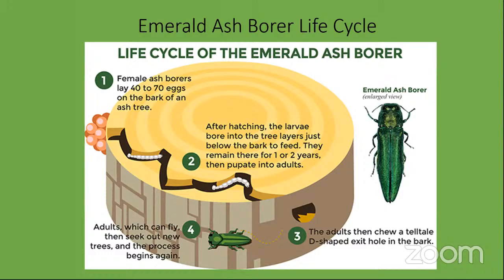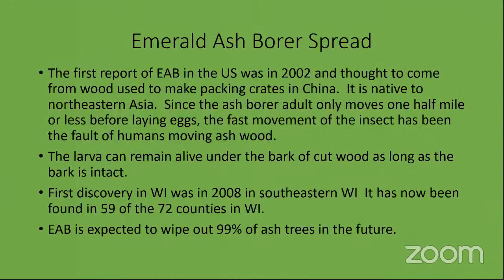What's interesting is if you look at a map where these infestations are, oftentimes they're very near big state parks where people have brought firewood. And so one of the things you can do to control that, if people want to control it, is to not move firewood. EAB is expected to wipe out 99% of the ash trees in the future.